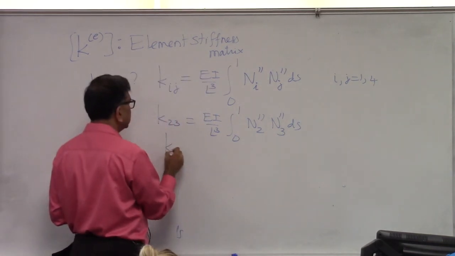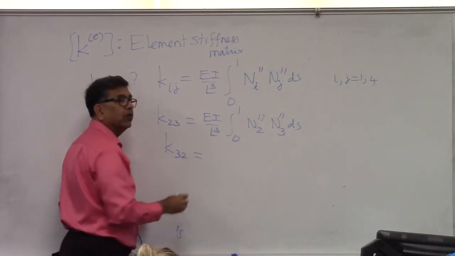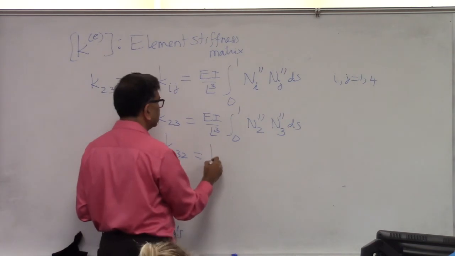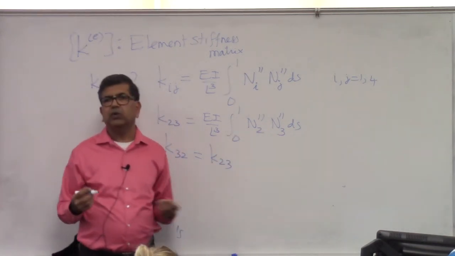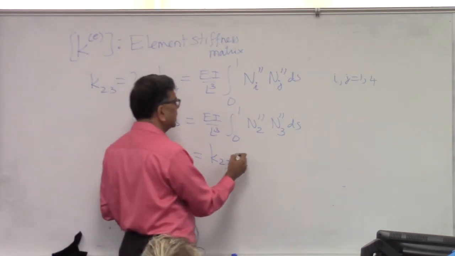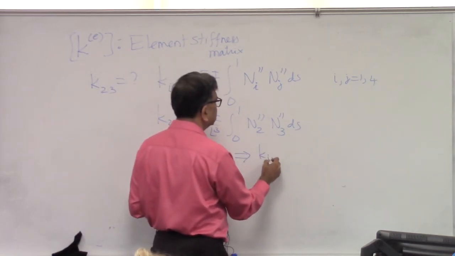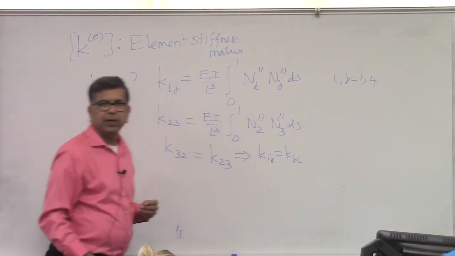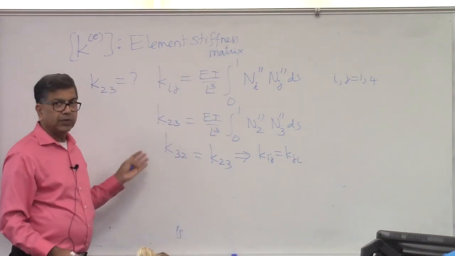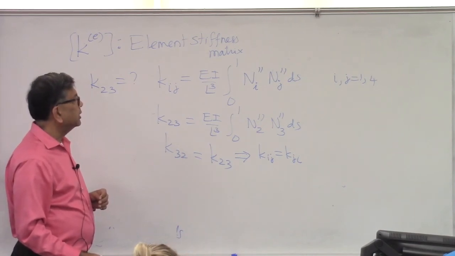Suppose I ask for K32 also in the same problem, you don't waste your time because K32 is same as K23. You are going to switch this. How does it matter? So we realize Kij equal to Kji. So stiffness matrices are always symmetric matrices. All stiffness matrices are symmetric matrices.